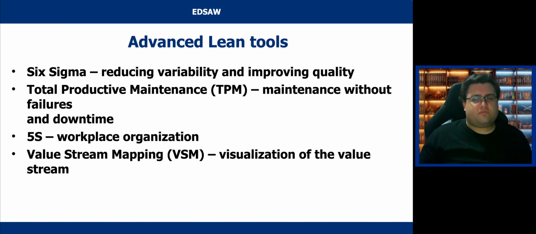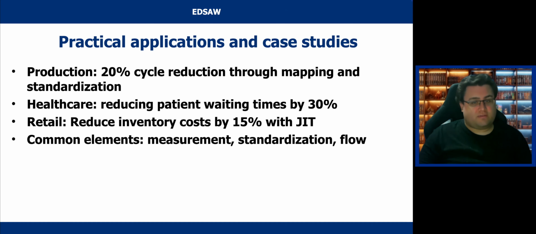And a very important tool is value stream mapping, or VSM. It is a visualization of the entire process from the beginning to the delivery to the customer. Thanks to VSM, we can clearly see where there are bottlenecks, unnecessary steps, or waste. These advanced tools give companies the ability to go even deeper, not only maintaining basic standards, but also taking quality and efficiency to the next level.